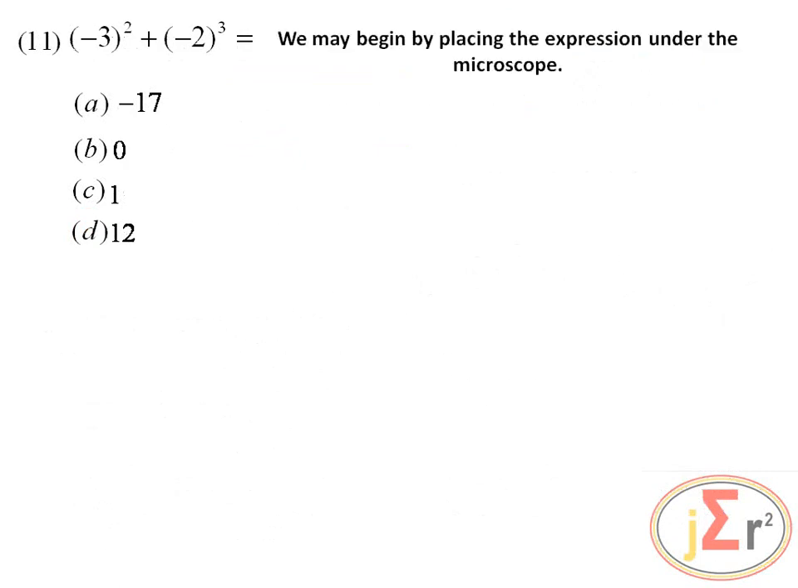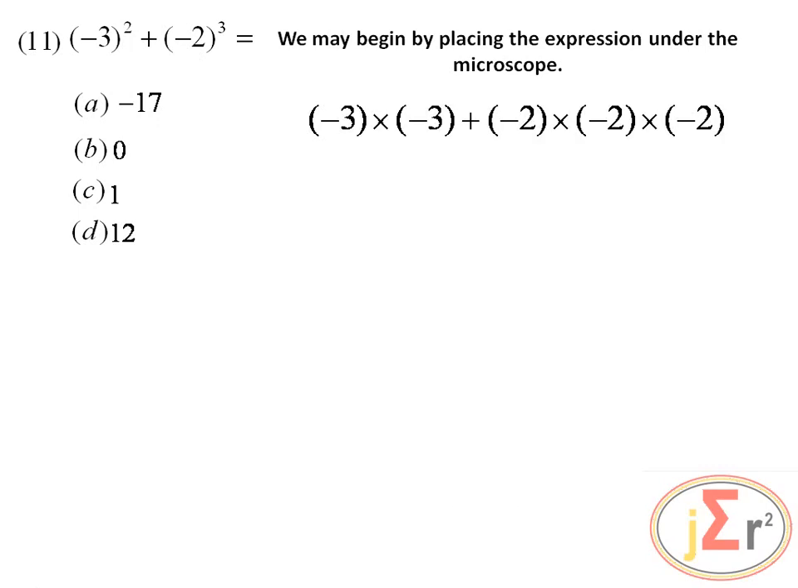We may begin by placing the expression under the microscope. There we have the square of negative 3, and here we have the cube of negative 2. Right? And one of the great concerns in mathematics is the difference between the negative of a square and the square of a negative.